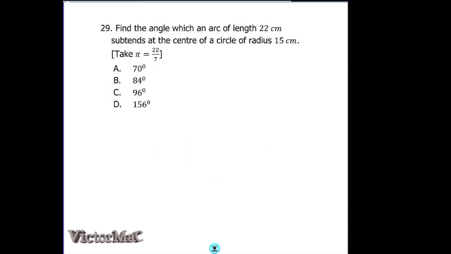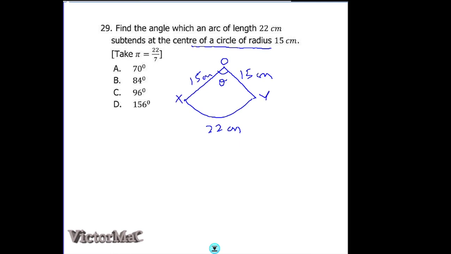This question is about mensuration as well. It said find the angle which an arc. The arc is 22 centimeters. It subtends an angle that we're to find. Let's say the angle is angle theta. It said this arc subtends at the center. The angle this arc subtends at the center of the circle with radius 15 centimeters. So from the center O now, let's say to a point on the circumference to another point on the circumference Y. All right. So what's the formula for finding length of an arc?